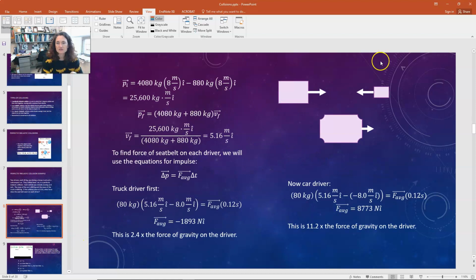So here's the sketch up here at top right. I've got my big truck, symbolized by a larger square, and it's traveling to the right, and I've got my little subcompact car as the smaller rectangle, and it's traveling left. So this is my initial up top, and then final down bottom.